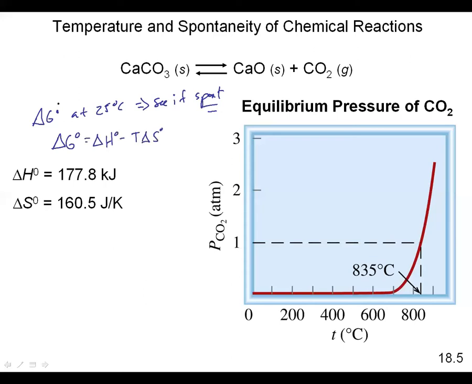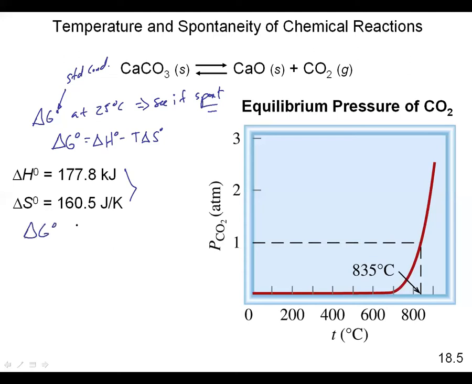Again, a reminder that the little naught means standard conditions. And again, it's usually book type conditions, 1 atmosphere for pressure, 25 degrees Celsius for temperature. If we're talking about concentrations, everybody's 1 molar and stuff like that. So because we're given the delta H and delta S values, we could just plug it into that formula.